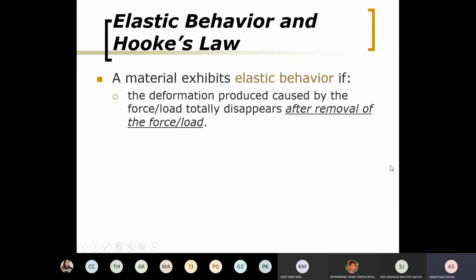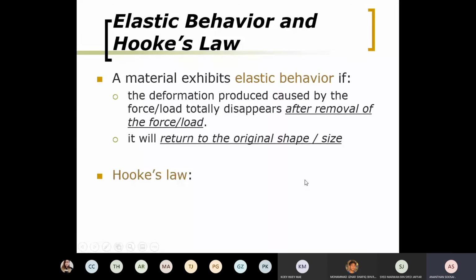So, elastic behavior and Hooke's law. A material exhibits elastic behavior if the deformation caused by the force totally disappears after removal of the force. So elastic behavior means the ability to return to the original shape after the force is removed. That's the keyword. What does elasticity mean? The ability to return back to the original shape after the force is removed. It's a 2 marks question.